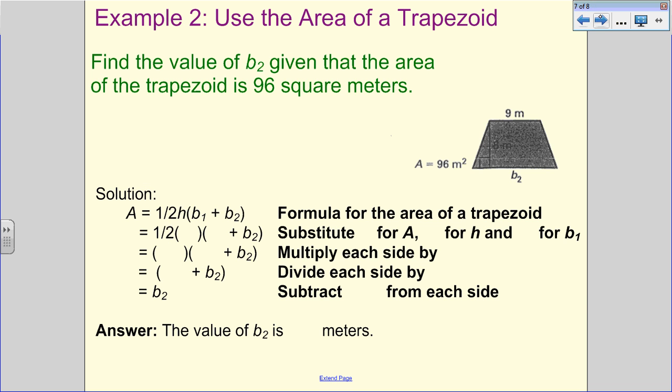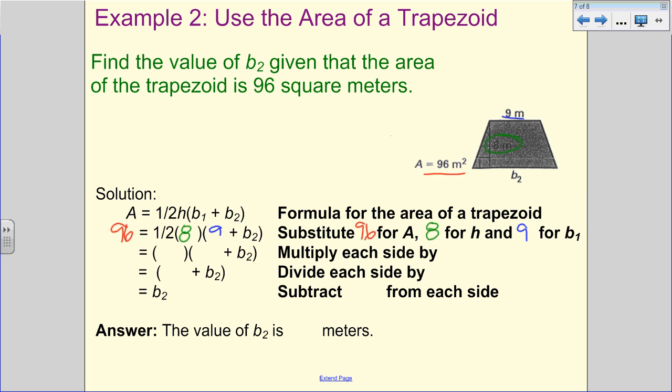All right, so just like you guys would have guessed, now what we want to do is use the area. We're going to find one of our segments, either a height or one of the bases. So we know it has an area of 96 meters squared. When you know what your area is, that's what you're going to do. You're going to take your formula and you're going to substitute 96 for A. So 96 goes here. We're then going to plug in 8 for the height, and then we have base 1, and that's 9.